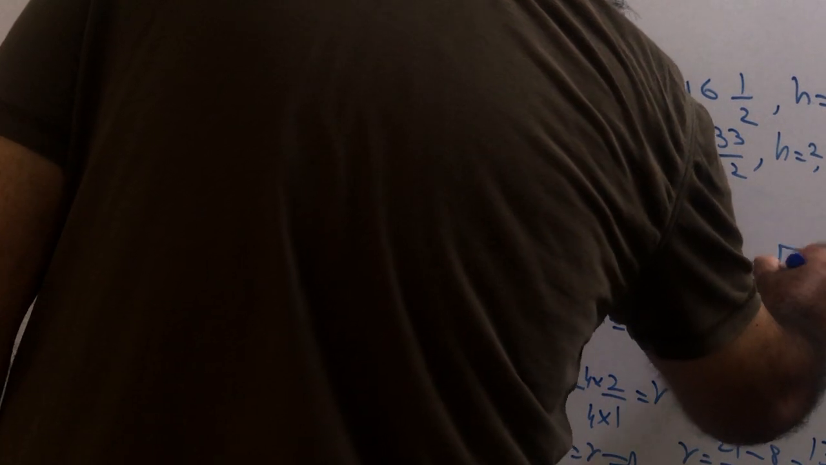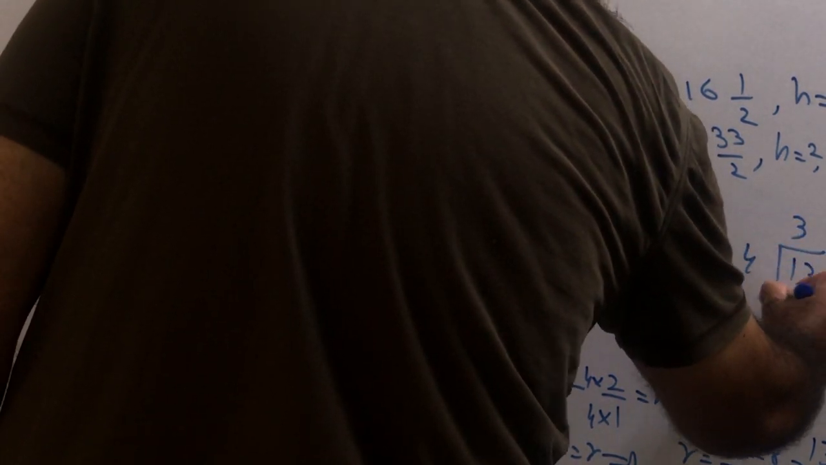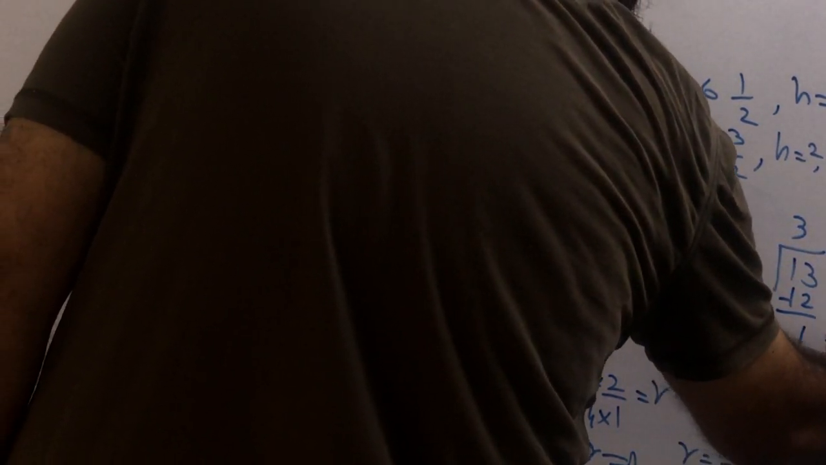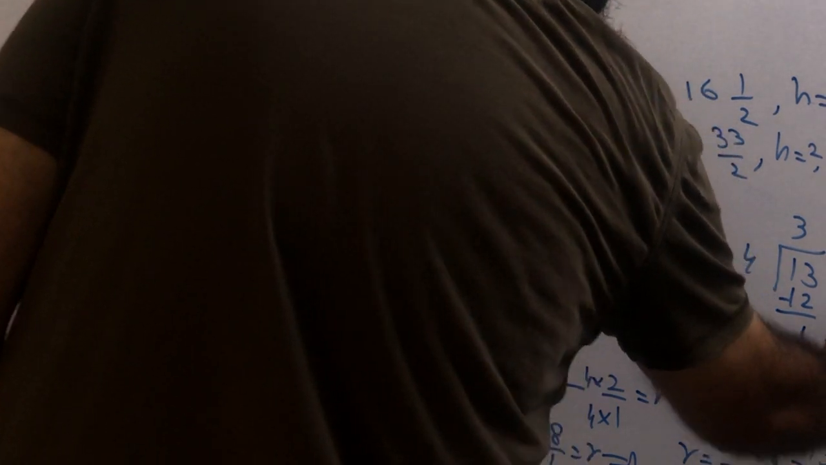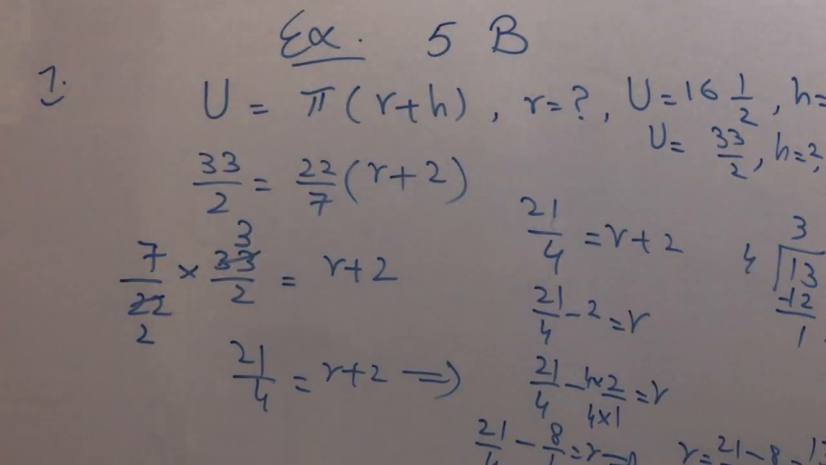So we will divide 13 with 4, 4 3s are 12. So it becomes 3 whole number 1 over 4. This is the mixed number form. So this is the answer for question number 7.